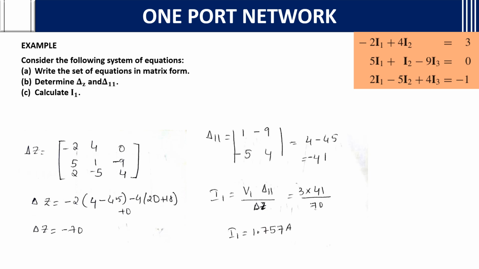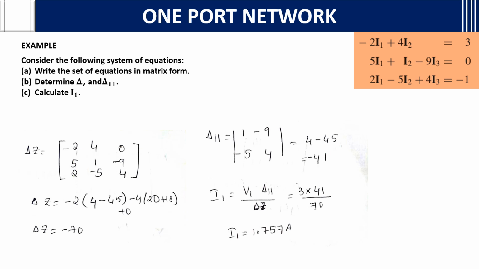Then what is delta 11? The minor of delta Z is delta 11. 11 indicates that the first row and first column need to be removed. Then 1, -9, -1, 4, you will get -41. That's it, delta 11.